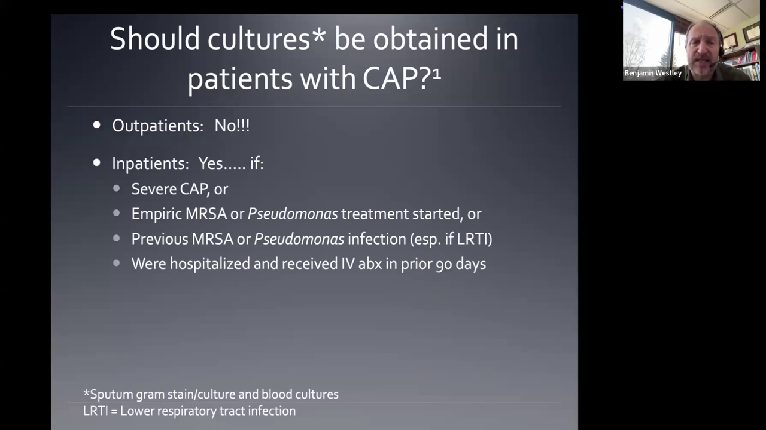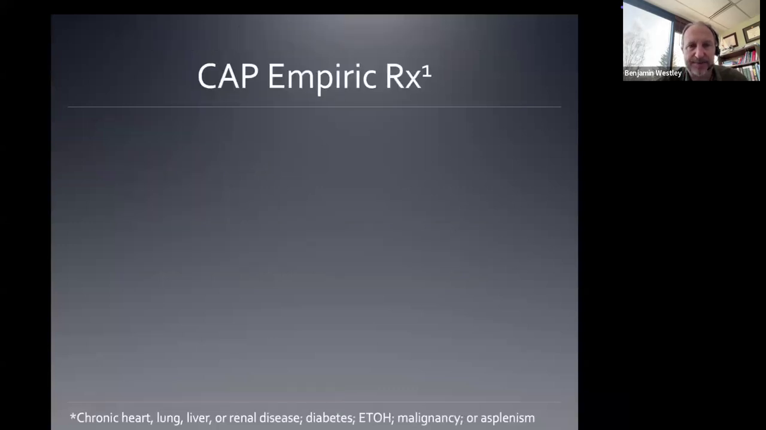But in inpatients, we do like to obtain lower respiratory tract cultures, and the current guidelines from the American Thoracic Society and the IDSA say that if there's a severe pneumonia, which is like an ICU level pneumonia, or if the patient is being started on MRSA or Pseudomonas coverage, or has had MRSA or Pseudomonas in the past, then they should have sputum cultures obtained. And the last group is that if a patient was hospitalized and received IV antibiotics in the last 90 days, their sputum should be cultured, because otherwise it's really not knowable what type of organisms are in the lung that you need to treat with antibiotics.